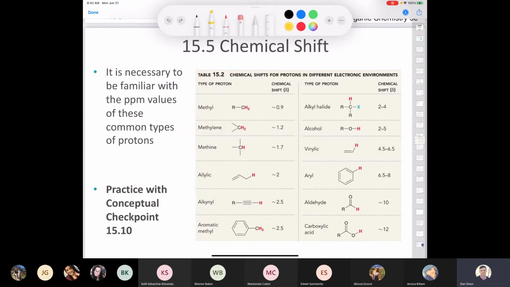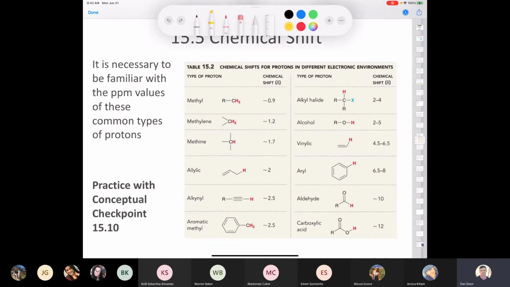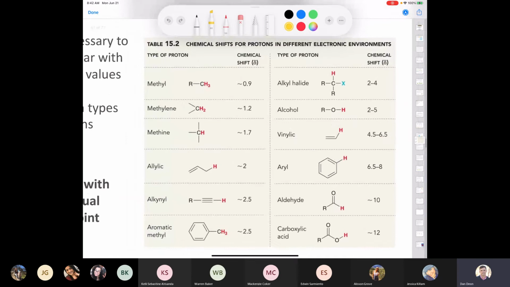But it's a good idea to familiarize yourself with these chemical shift values for common types of protons that come up every day when you're an organic chemist. So let's take a look. Right, we already looked at a methyl, a methylene, and a methine. They have chemical shifts around 0.9, 1.2, and 1.7 respectively.